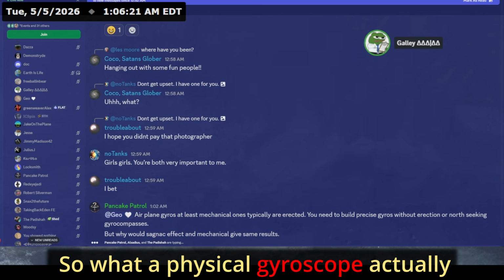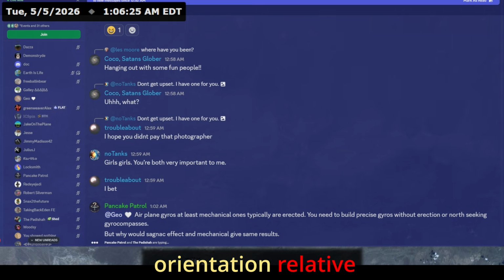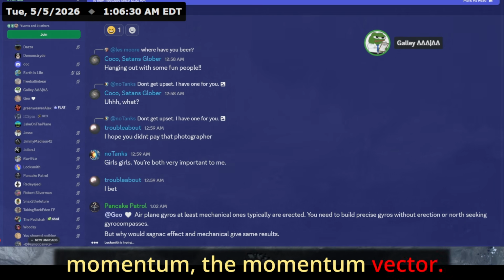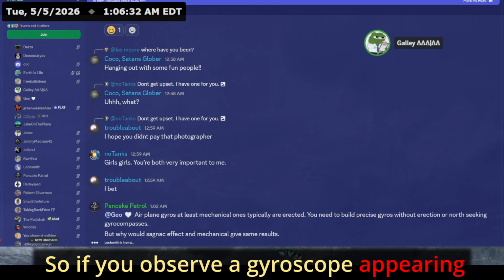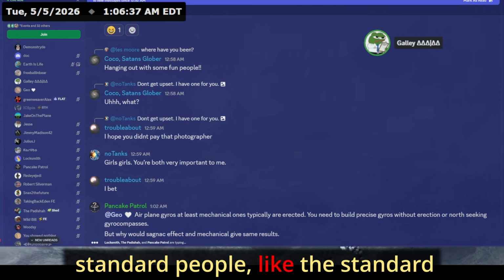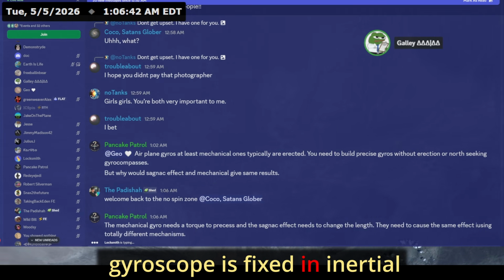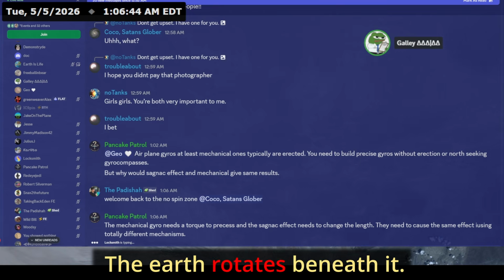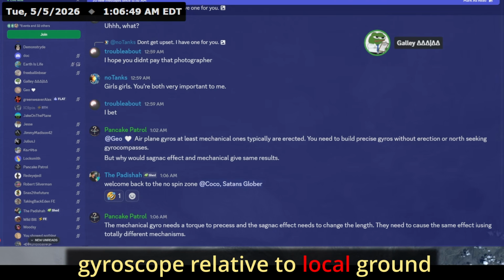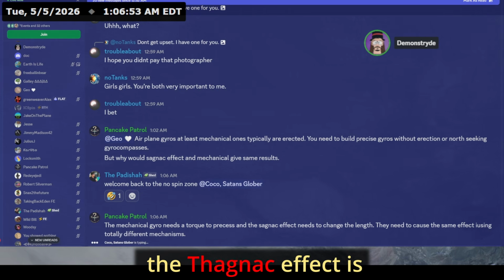What a physical gyroscope actually does is maintain its orientation relative to its own angular momentum vector. So if you observe a gyroscope appearing to drift relative to the ground beneath it, the standard interpretation is that the gyroscope is fixed in inertial space and the Earth rotates beneath it. Therefore, the apparent drift of the gyroscope relative to local ground confirms Earth's rotation. Yeah, that's right. But he's saying that the Sagnac effect is actually causing that.